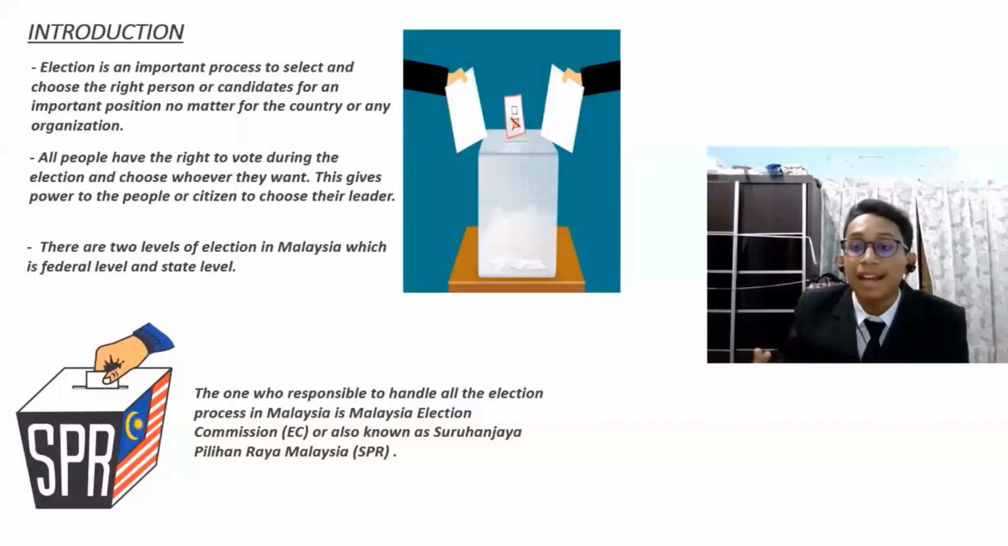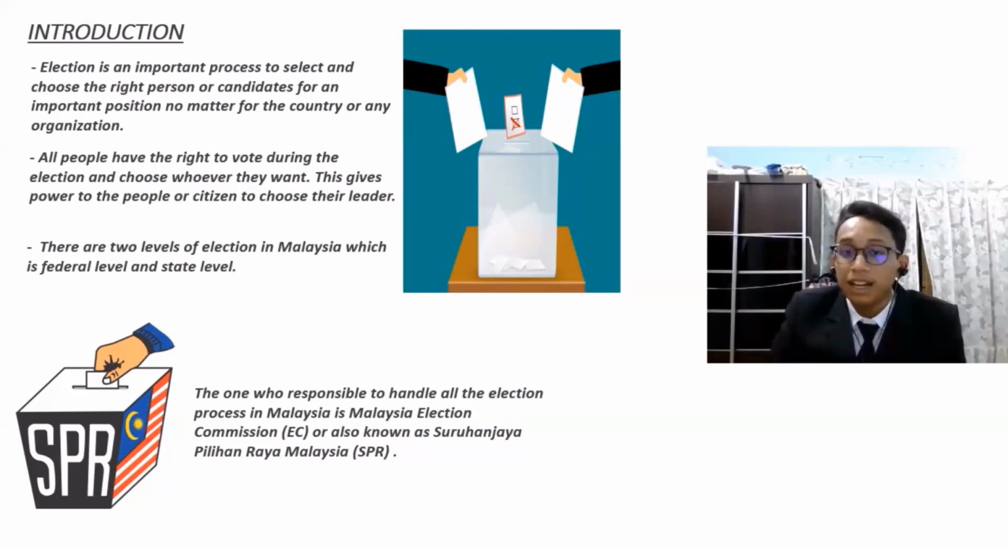My name is Muhammad Haziq bin Azmin, and I will present about introduction, step 1 of election process, and step 2 of election process. As we know, election is an important process to select and choose the right person or candidates for an important position, no matter for the country or any organization. And without any discrimination, all people have the right to vote during the election and choose whoever they want. This gives power to the people or citizen to choose their leader.